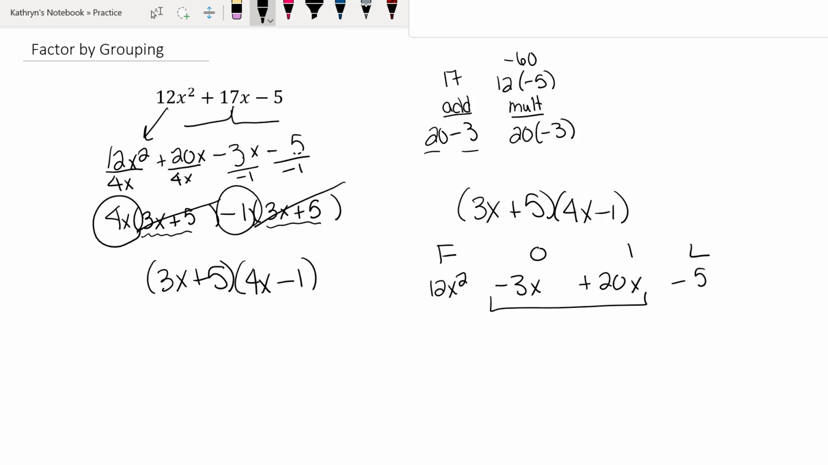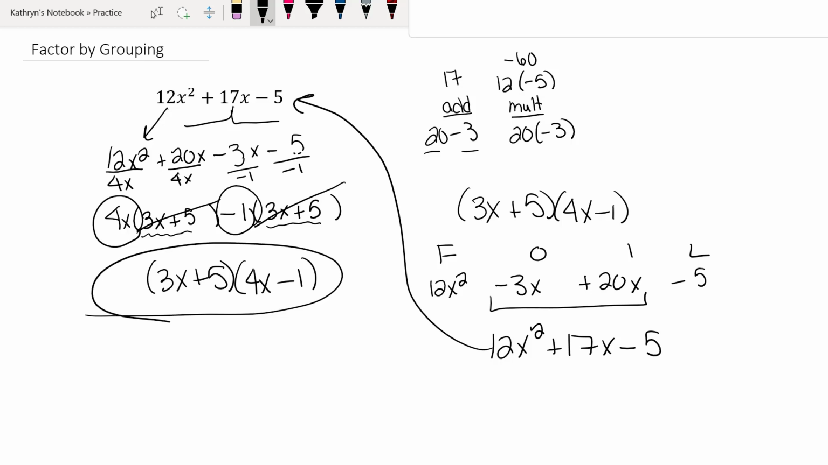We're going to collect like terms, so we end up with 12x squared plus 17x minus 5, which is exactly what we had for our original. So this is factored form. And you did it. Good job.